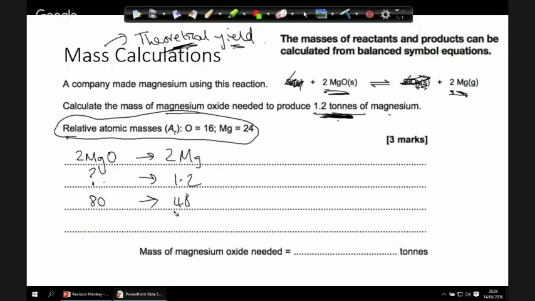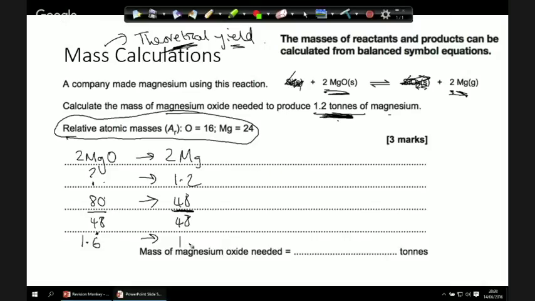So if you divide both sides by 48, you can work out how much you would make to make 1 ton. So if you do 80 divided by 48, you would end up with 1.6 recurring. So we know that 1.6 tons of magnesium oxide would make 1 ton of magnesium.